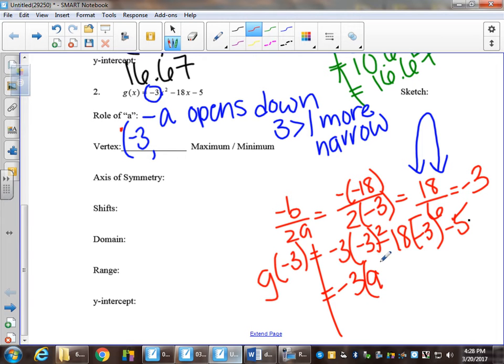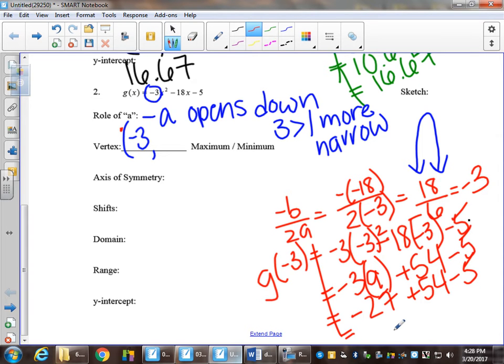-3 squared is 9. -18 times -3 is 54. So we have a -27 plus 54 minus 5. -27 plus 54 gives you a positive 27. Minus 5 gives you 22. That's our vertex. It is a maximum. Whenever we have a negative a, our vertex is a maximum.